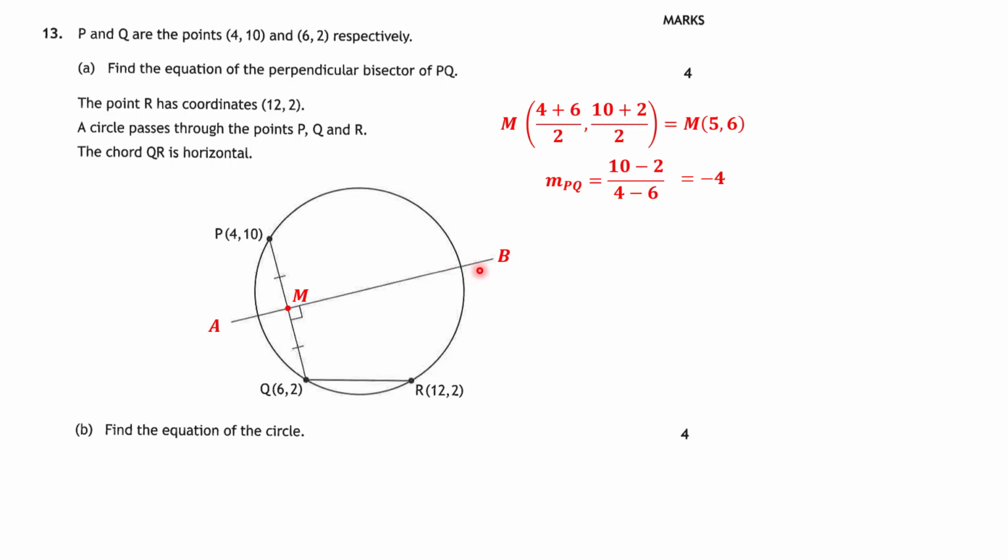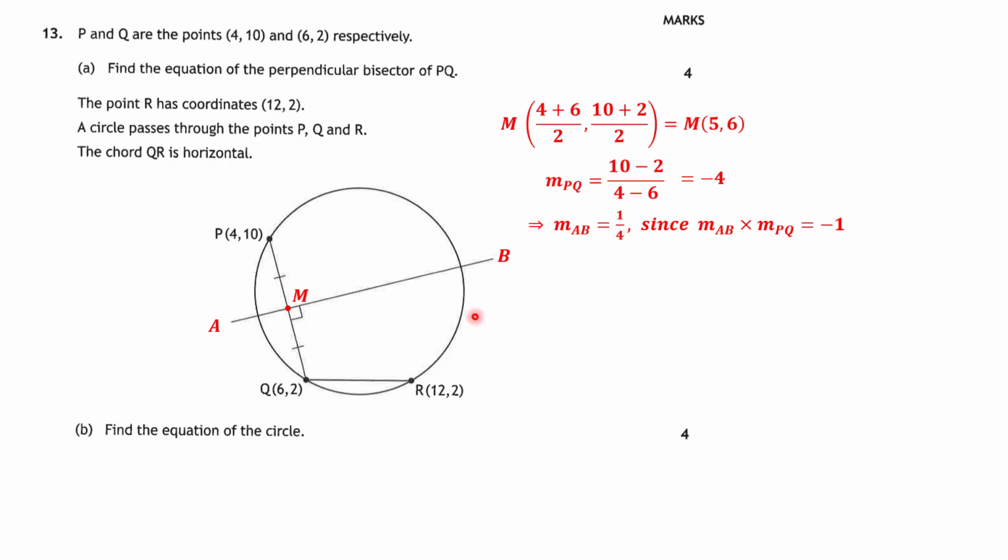The next step is we've got to find the gradient of AB. So we know that the gradient of AB has to be a quarter. Why is that? The two gradients of perpendicular lines must multiply to give -1. So we've got -4 here, times a quarter gives you -1. So this gradient is a quarter.